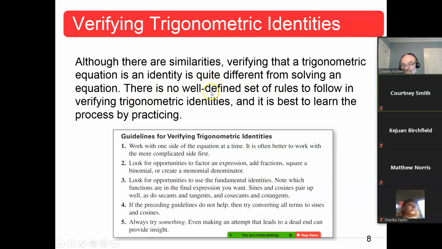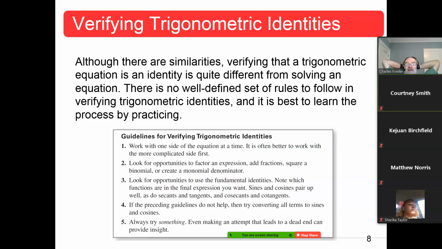There's no well-defined set of rules to follow to verify trigonometric identities. It's best to learn the process by practicing. Now here are some things I try to keep in mind. When you're solving an equation, you're always trying to simplify and get down to your variable. That's not what we do when we're verifying an identity.